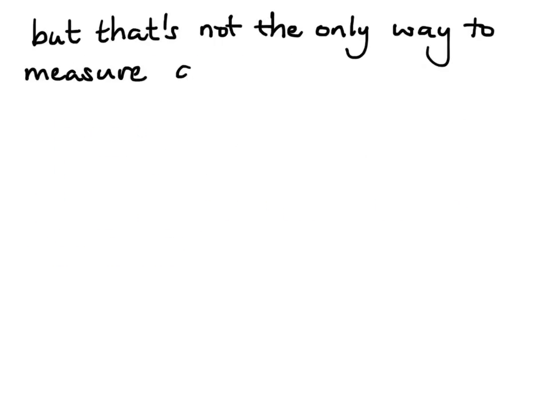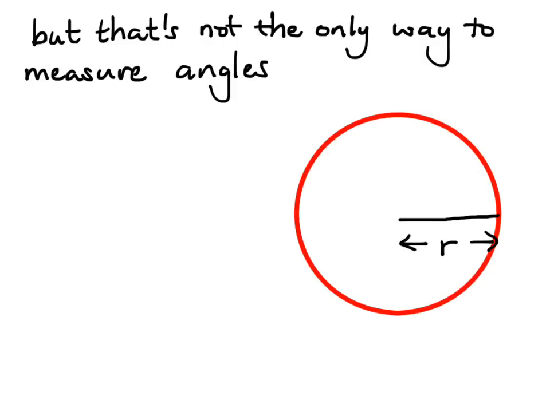But that's not the only way to measure angles. There is another way, another important way that we use quite frequently in both maths and physics. So imagine you've got a circle and it has a radius r. So if you were to take the length equivalent to the radius and wrap it around the edge of the circle, like that, then it would make an angle with the original position of the radius.